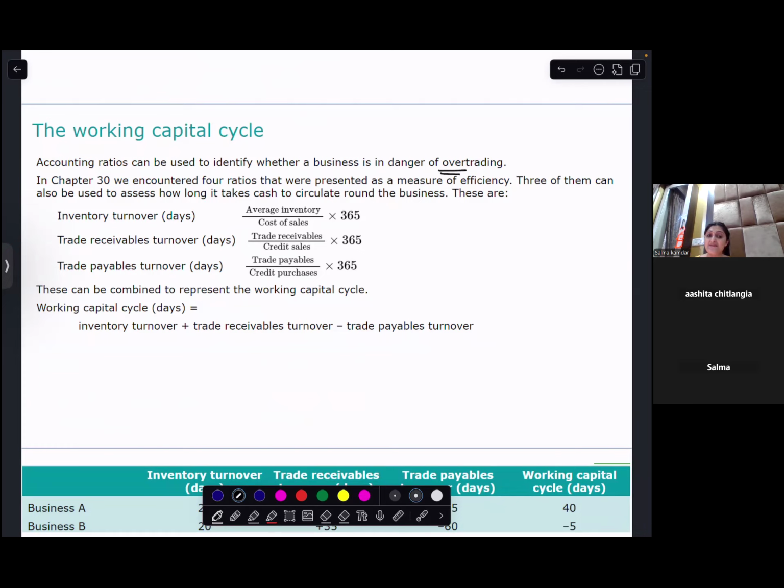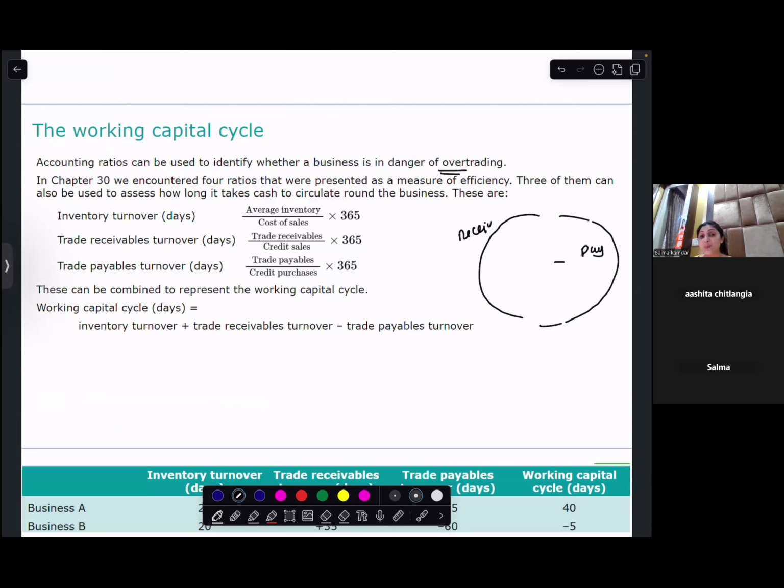So, when I talk about the working capital cycle ratio, you do your inventory turnover ratio plus the trade receivable turnover ratio minus trade payable turnover ratio. The working capital cycle ratio tells you the cycle of receiving the money minus paying the money.